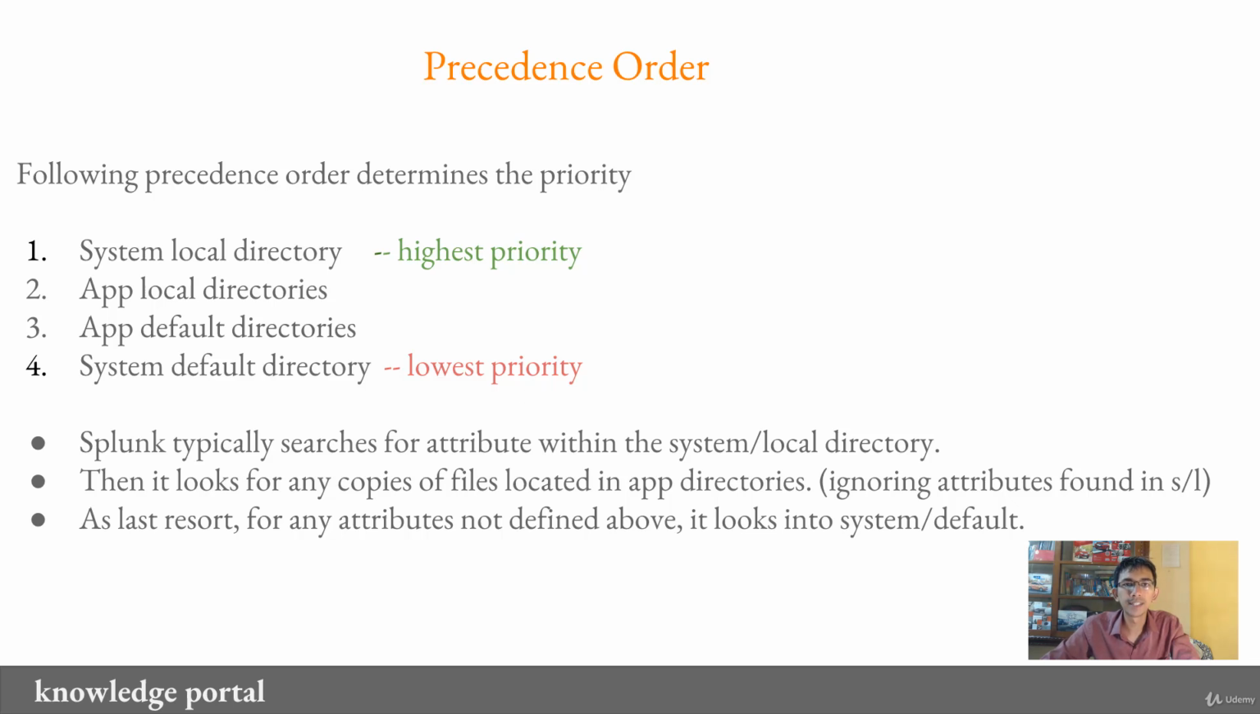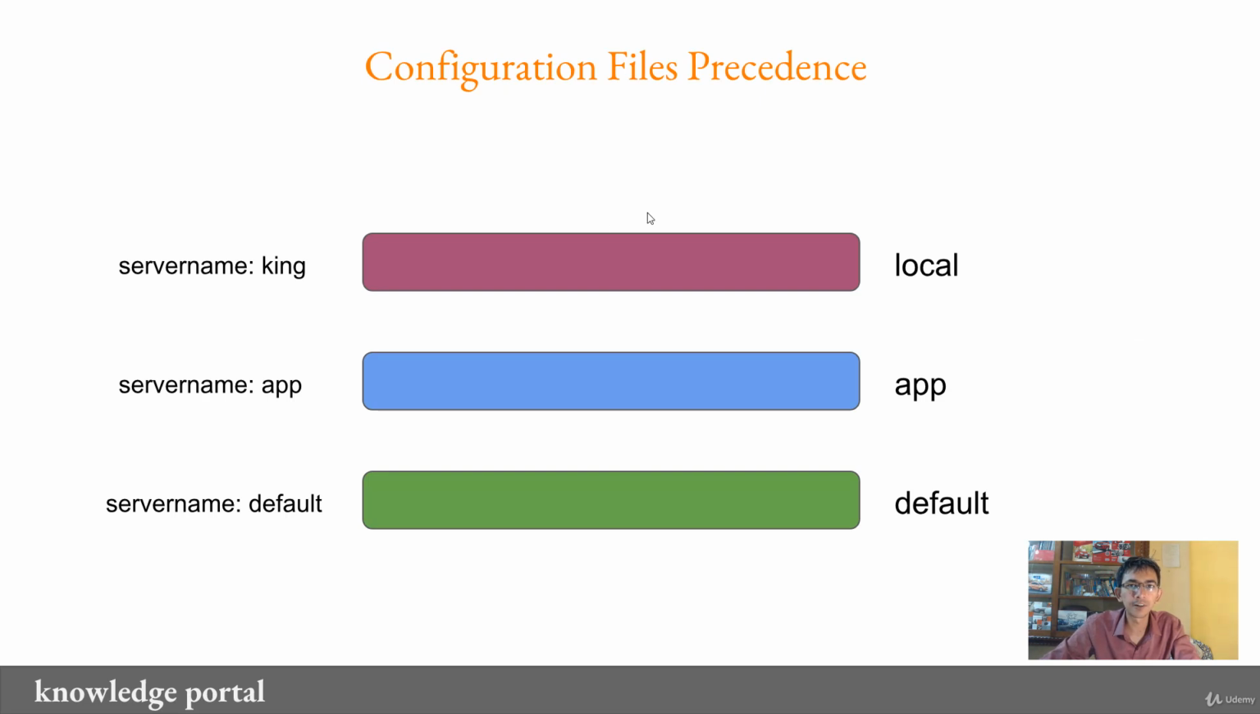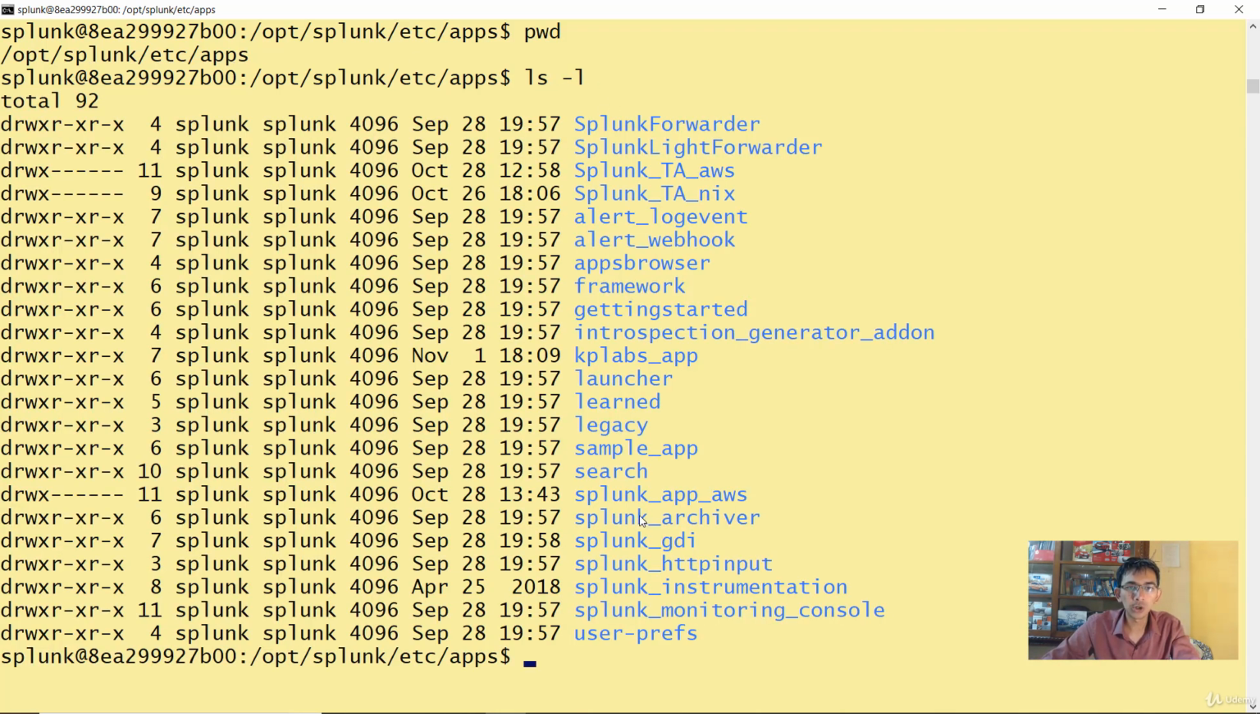Now, there are certain important pointers to remember: app directory names also affect the precedence. We had already seen in the first slide that you have default, then the system precedence goes to app, then it goes to local. Within the app directory, there can be a lot of applications installed. Let me quickly show you that. Currently I am in opt/splunk/etc/apps. If I do ls -l, there are a lot of directories present here, and each directory will have its own default and local configuration.